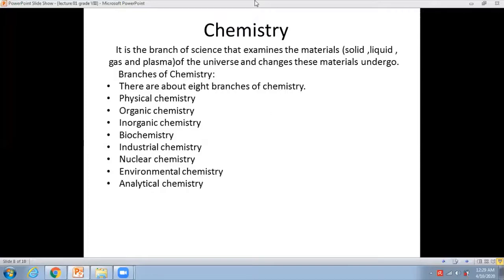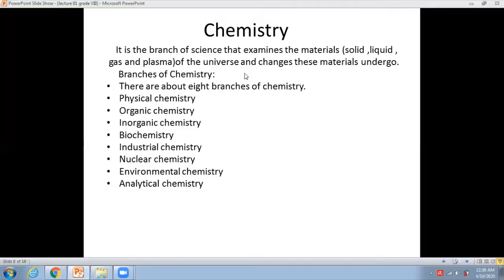Coming toward the main topic, which is chemistry. It is the branch of science that examines the materials, which materials, solid, liquid, gas, and plasma of the universe, and changes these materials undergo. Like changes means the physical or chemical changes that take place in these materials, all we study in chemistry.